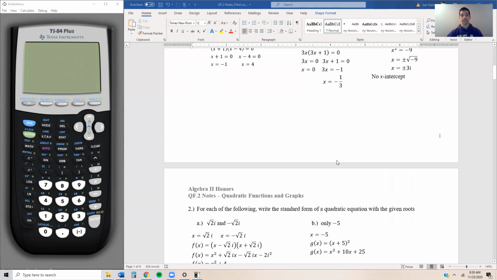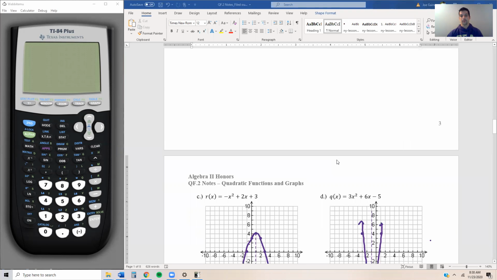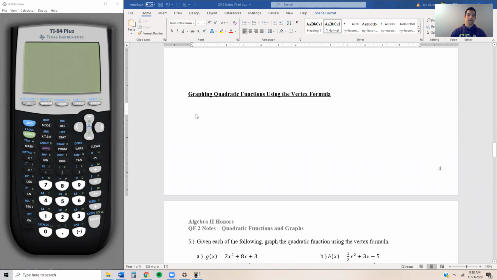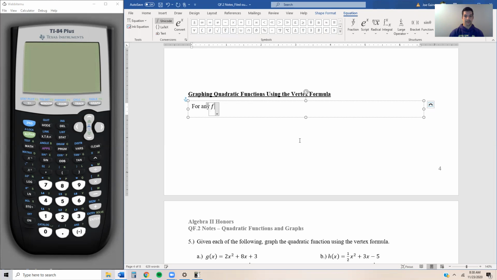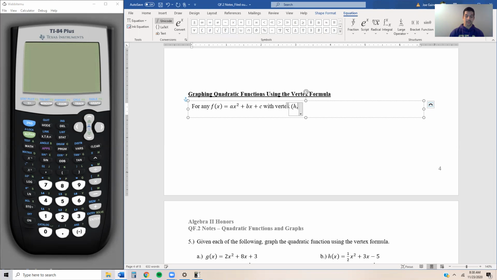So let's go ahead and jump down. This should be the bottom of page 4, if you're following along in the notes. If you're taking it on notebook paper, that's fine as well. We're going to graph quadratic functions using what we call the vertex formula. Let's say for any quadratic function, let's make it f of x, we know the standard form, equal to ax squared plus bx plus c. And let's say this is with vertex, and let's use what we normally use, hk.